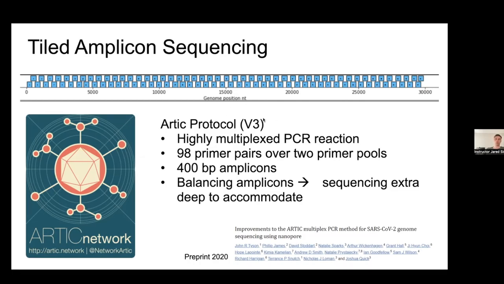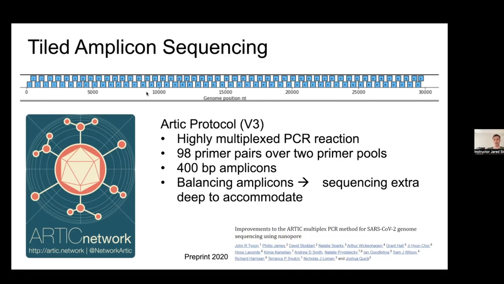The main workhorse protocol was called ARTIC V3. The amplicon scheme went through various revisions and versions through the pandemic, and it uses 98 primer pairs in two non-overlapping PCR pools with 400 base pair amplicons. A really big challenge at the bench side is balancing the amplicons. You don't want all of your coverage from one primer pool to come from a single amplicon. You want these amplicons to be relatively balanced in the amount of material that they generate.